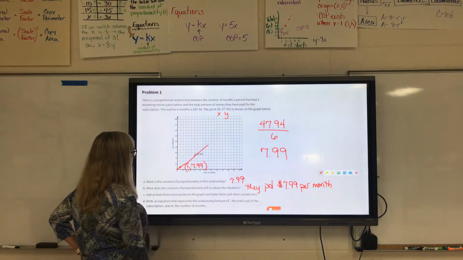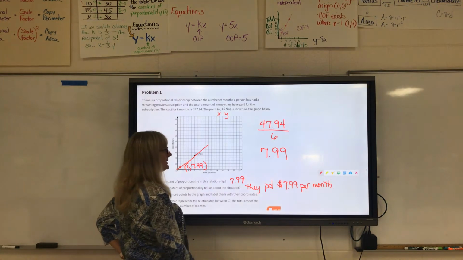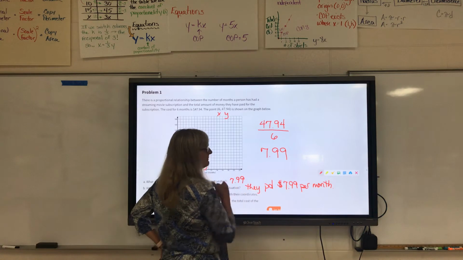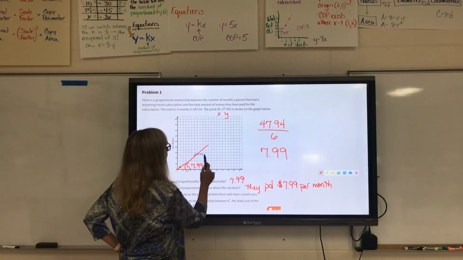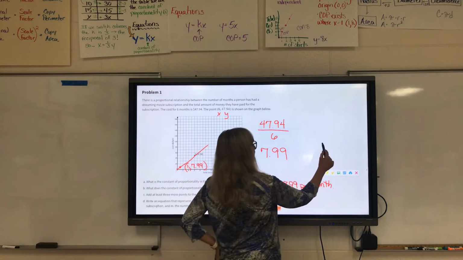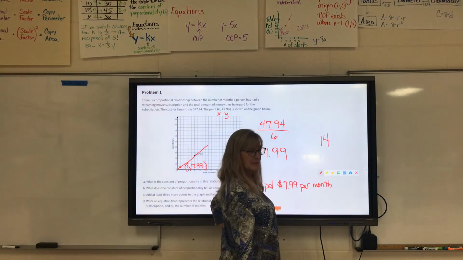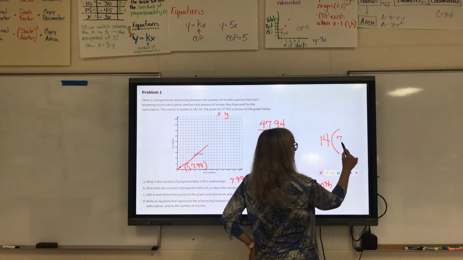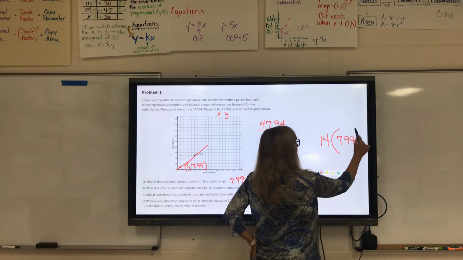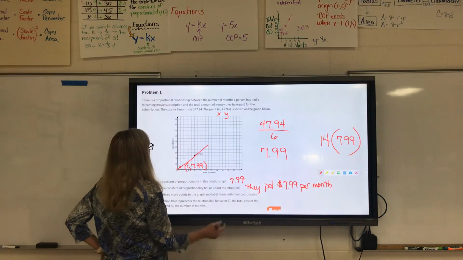Add at least 3 more points to the graph and label them with their coordinates. Okay, so if 1 month is $7.99, how much would 14 months be? What are we going to do to figure out 14 months? Multiply by 7.99. Okay, so do that for me. What do you get?